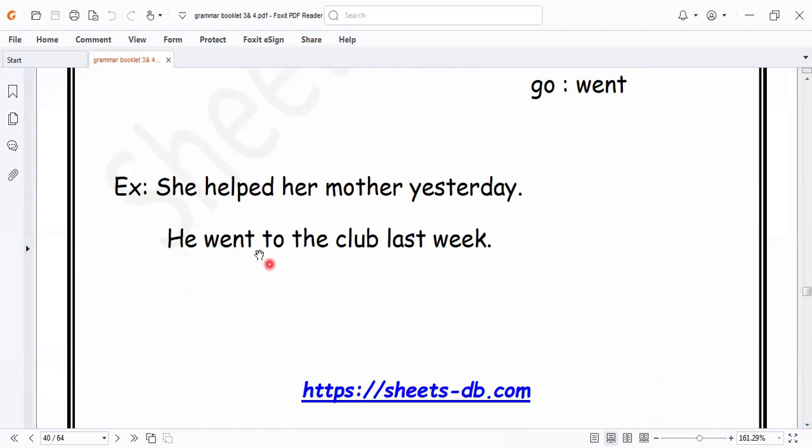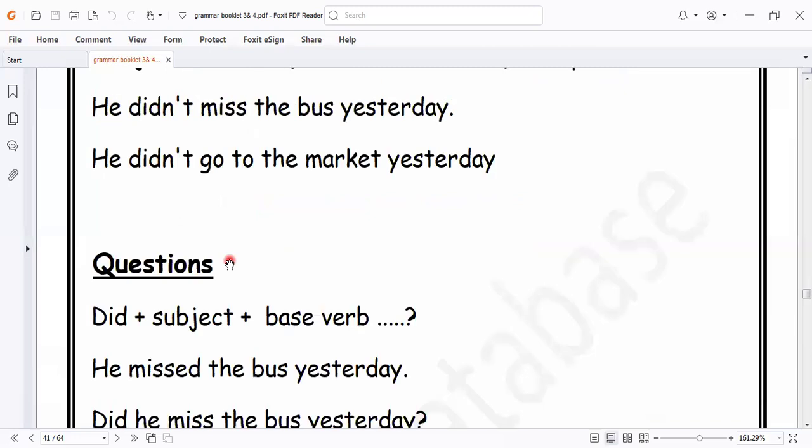Here we say, she helped her mother yesterday. So here we have a regular verb, adding ed only. Here we have an irregular verb, because it changes completely. So here it will be go. I replaced go by what? By went.